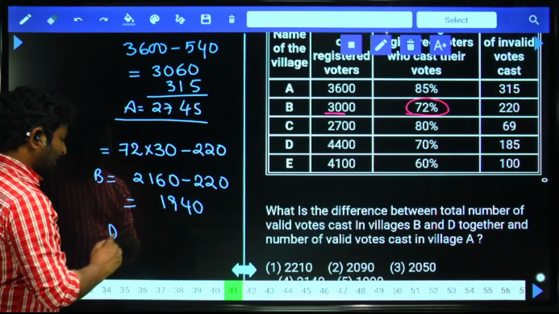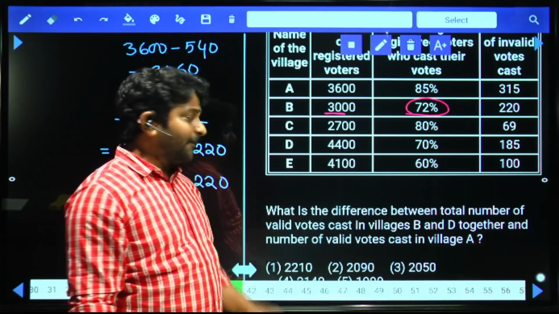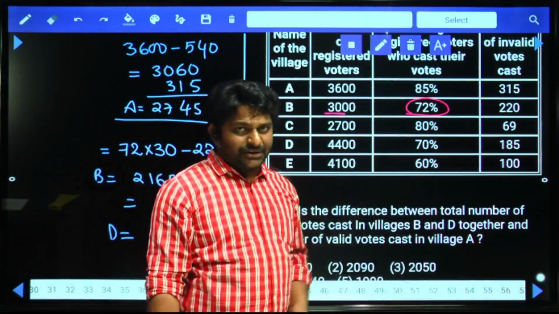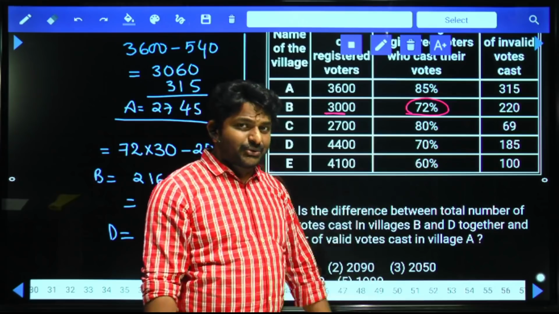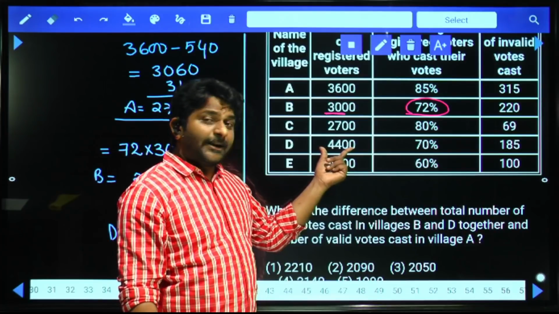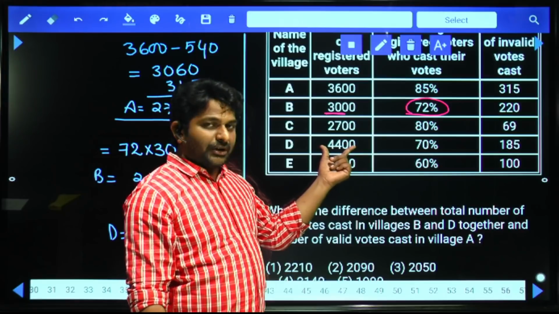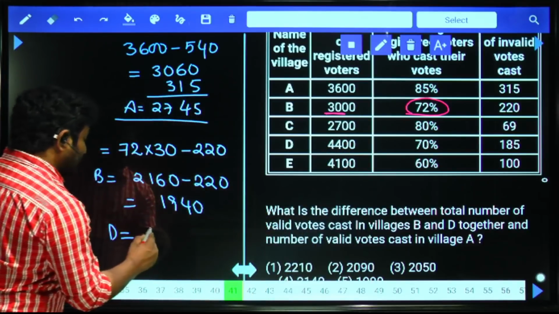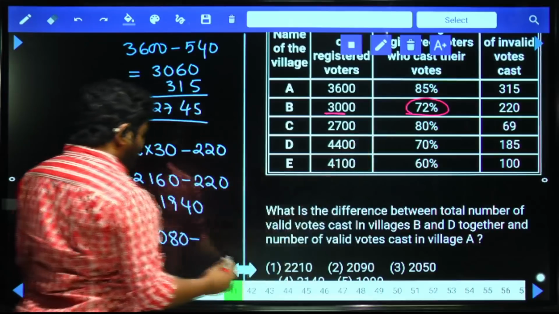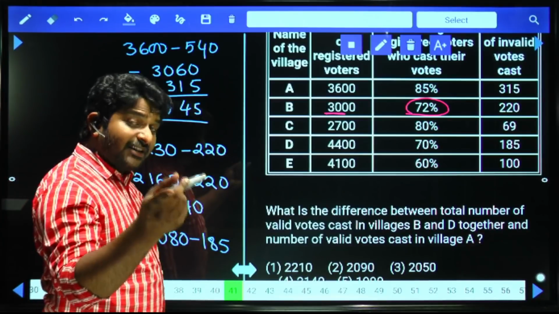Like this, we also need to calculate it for D. In D, votes cast are 70%. Let's do something else here. You can do it in multiple ways. Like the previous calculation, you can do 1% times 70, or 10% times 7, or 50% plus 20%. That is easier. 50% means 2,200, 10% means 480, 20% means 880. 2,200 plus 880, that is equal to 3,080. These are the votes cast. The invalid votes are 185. Instead of subtracting 185, we can subtract 200 and then add 15 later.